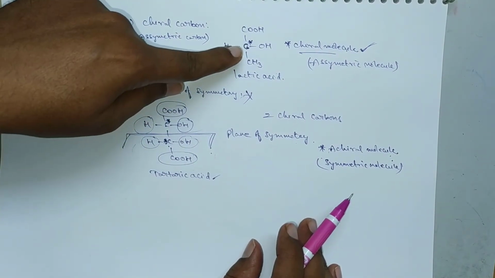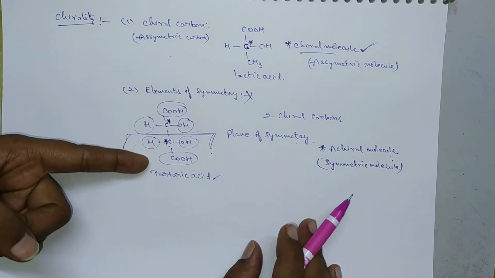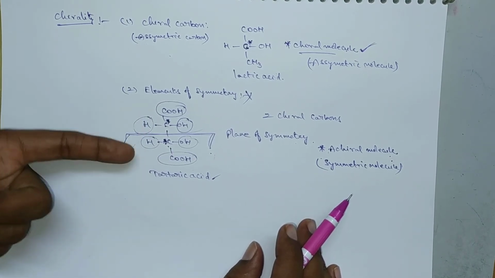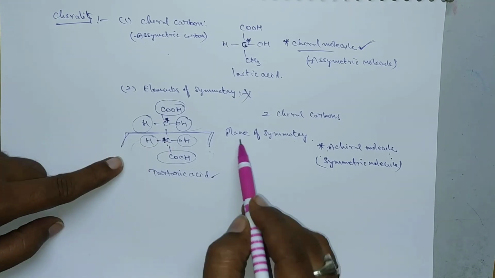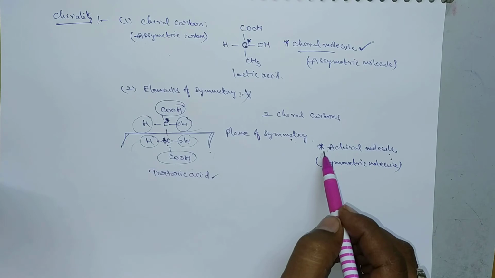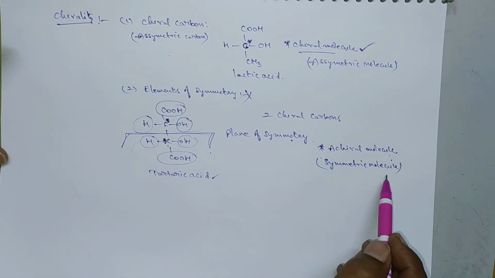If it consists of only one chiral carbon, the molecule is a chiral molecule. If the molecule consists of more than one chiral carbon, then we have to check whether the molecule consists of any elements of symmetry or not. Here it consists of 2 chiral carbons, but it possesses a plane of symmetry. So that's why it is not a chiral molecule. It is an achiral molecule. Okay, clear? Or symmetric molecule.